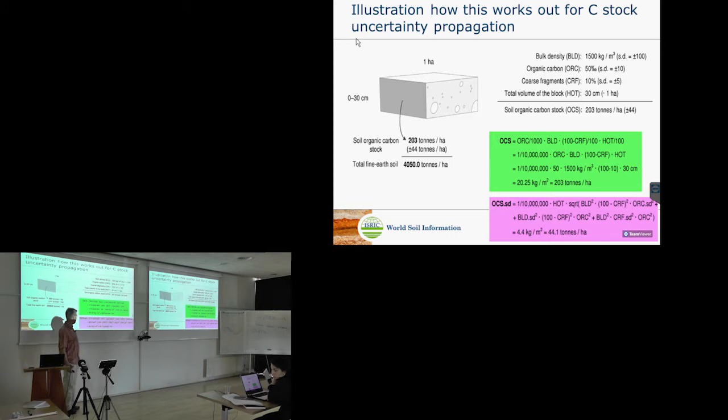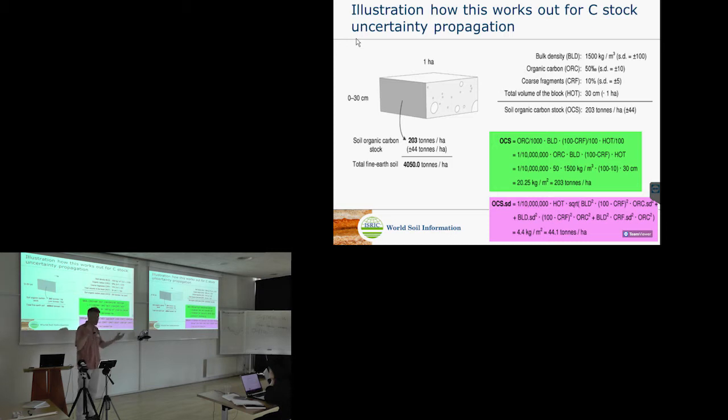that the standard deviation of your organic carbon stock is given by this equation. So you still need the bulk density, you need the coarse fragments, you need the organic carbon, but you also need the uncertainty in the bulk density, the uncertainty in the coarse fragments, and the uncertainty in organic carbon. So those are the ingredients that you need to analyze how the uncertainty propagates through this Taylor series method, right? We can also do it with the Monte Carlo method.